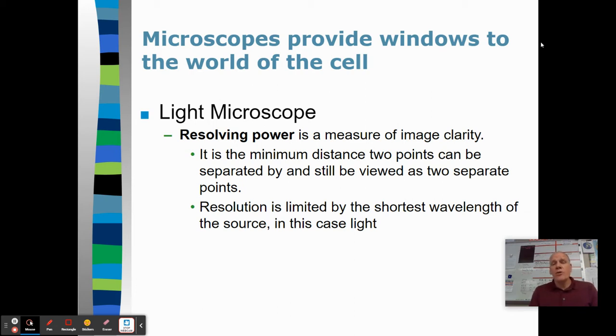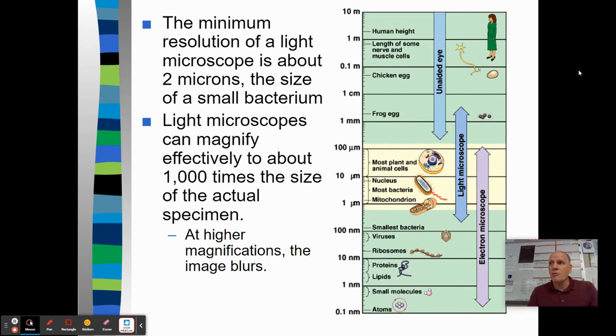We can see the nucleus and maybe some of the mitochondria and things of that nature, but for things like ribosomes or the cell membrane, we need a special type of microscope called an electron microscope. With a light microscope, you're going to see down to about 2 microns, which is about the size of a small bacterium. It's right in this region right here. As you can see, the smallest bacteria, viruses, ribosomes, proteins and lipids are not available with a light microscope, mainly because of the physical nature of light. It's just not that small compared to electrons, which are really tiny.